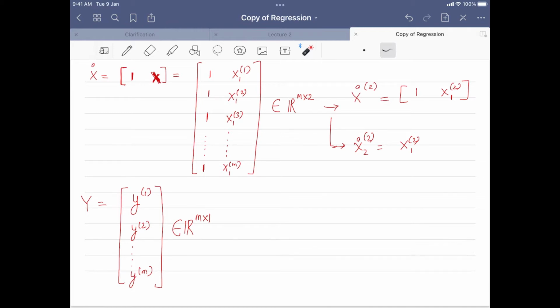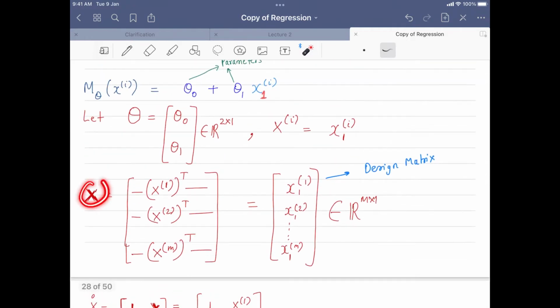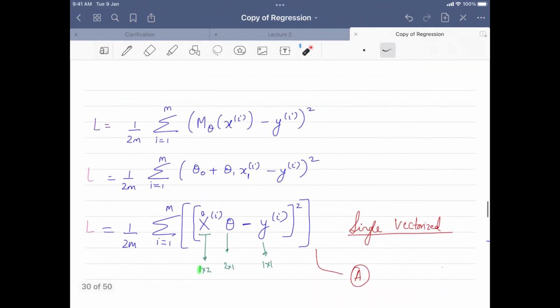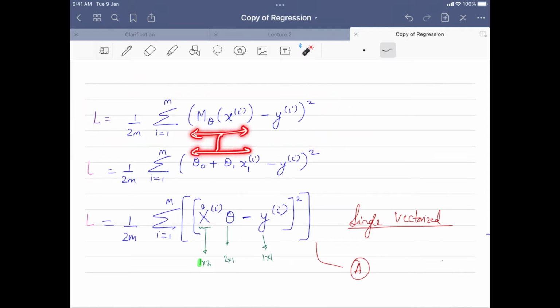Okay, so once we have these matrix representations of these formats, what we will do is convert this into a matrix format now. So if I want to convert this into a matrix format, I will rewrite this loss function again here. You can see the loss function is written again in the format which we already know.